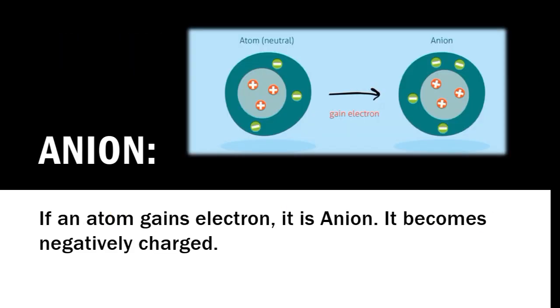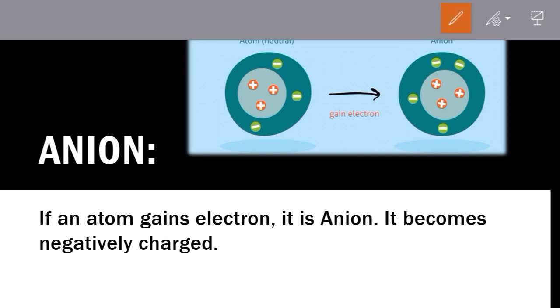Now, yeah, you can see the title. We are going to discuss the anions, which is the second type of ion. If an atom gains an electron, it is an anion. So a cation is formed when an atom loses an electron, and when an atom gains an electron, an anion will form and it becomes negatively charged, exactly the same way as we have discussed in the case of cations.